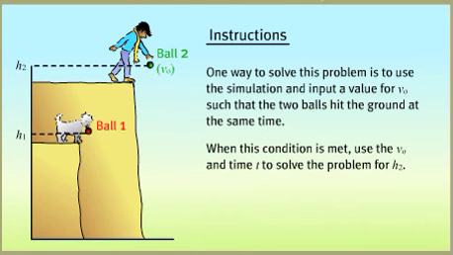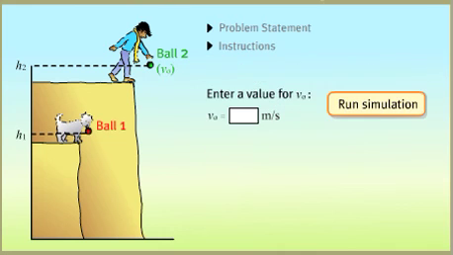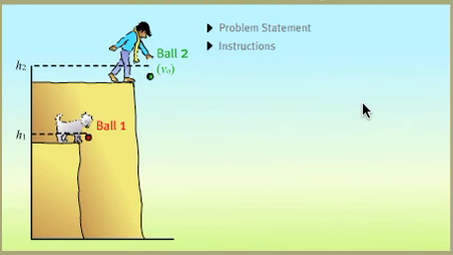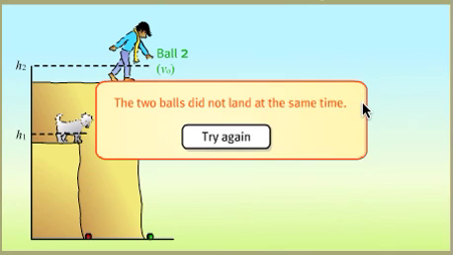One way to solve this problem is to use the simulation and input a value for v0 such that the two balls hit the ground at the same time. When this condition is met, use the v0 and time t to solve this problem for h2. Input a value for v0 and click on the Run Simulation button. The two balls did not land at the same time. Please try again.